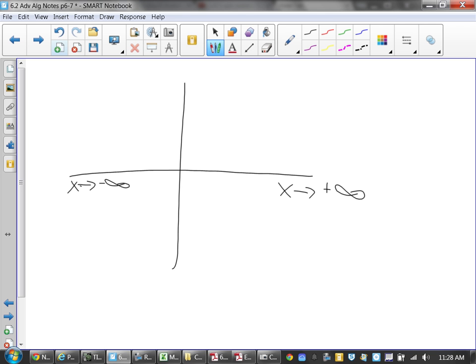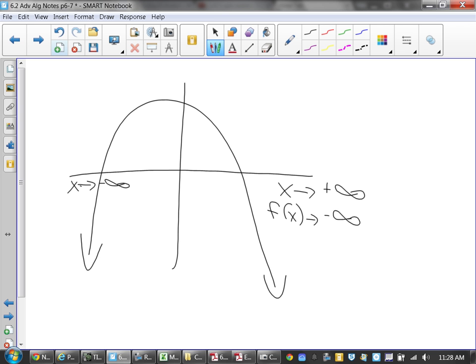For example, what's your end behavior? As x is approaching positive infinity, what is that? Good, so I wouldn't say y though, I'm trying to talk in function. F of x. Okay? As x is approaching negative infinity, what is f of x approaching in that graph? Whoa, this is pointing down.